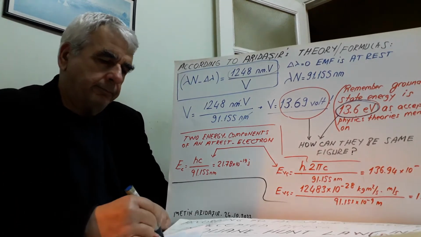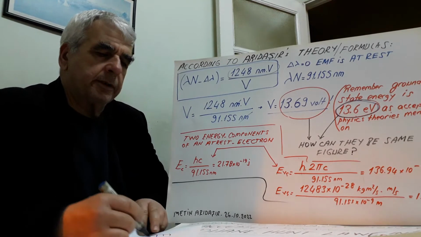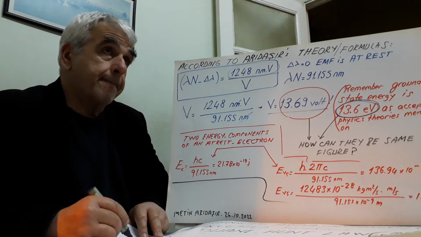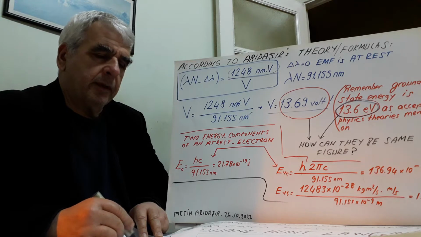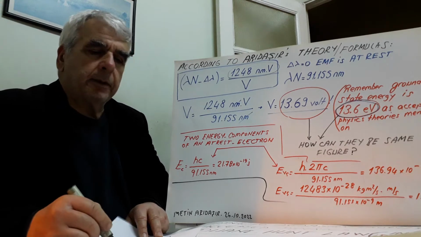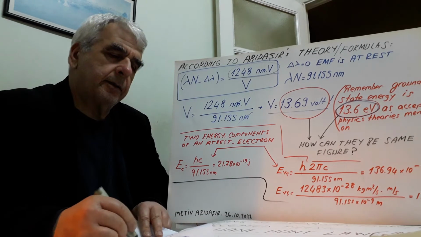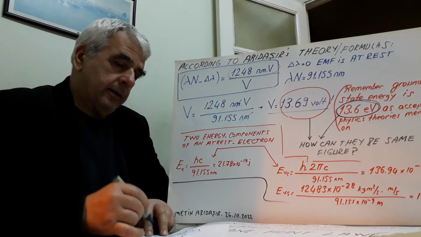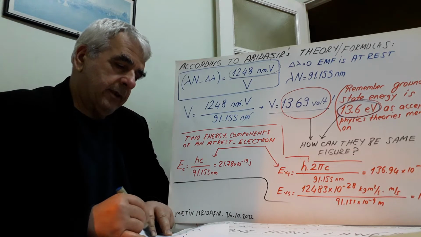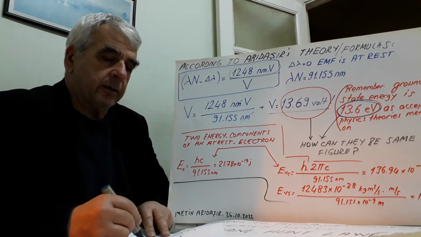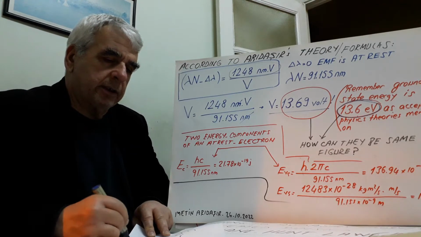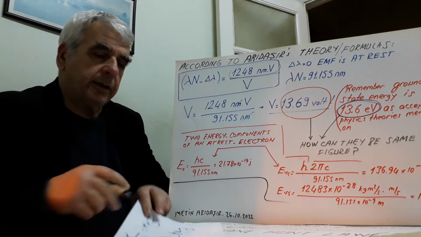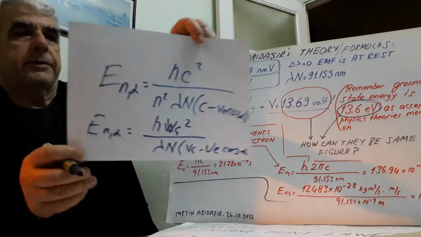Energy formula: energy is equal to hc square divided by n square lambda n, c minus the electron motion form's velocity cosine alpha, or hc square divided by lambda n, (c minus v cosine alpha). Yes.